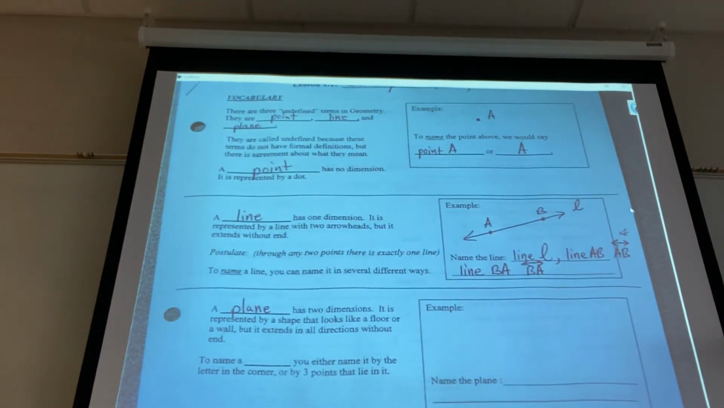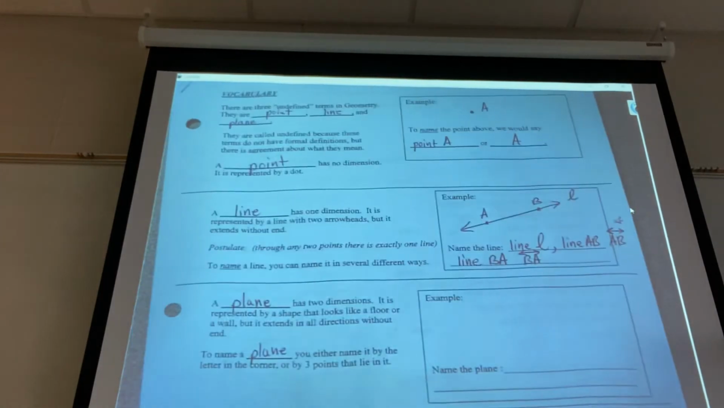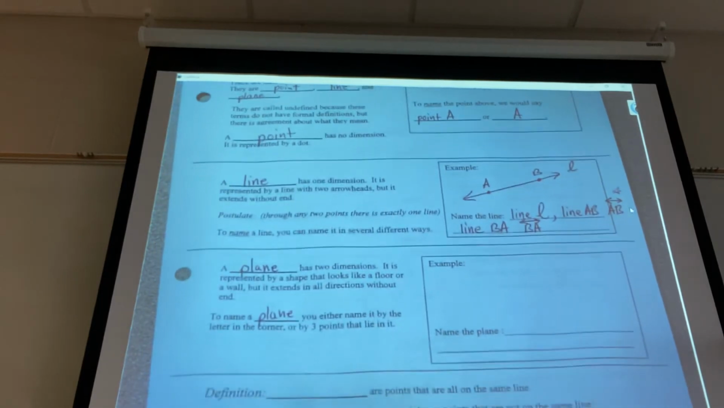And to name a plane, you either name it by the letter in the corner or by 3 points that lie in it. Okay, so let's get a little picture here to describe this.